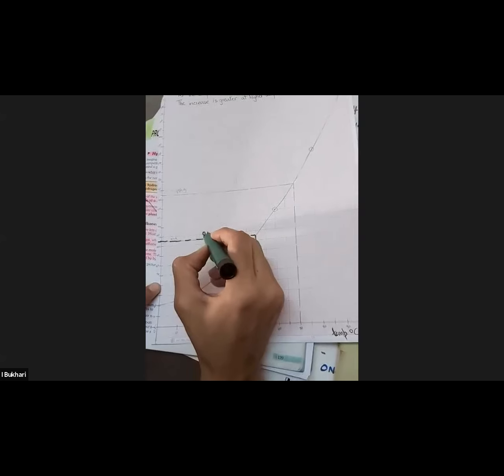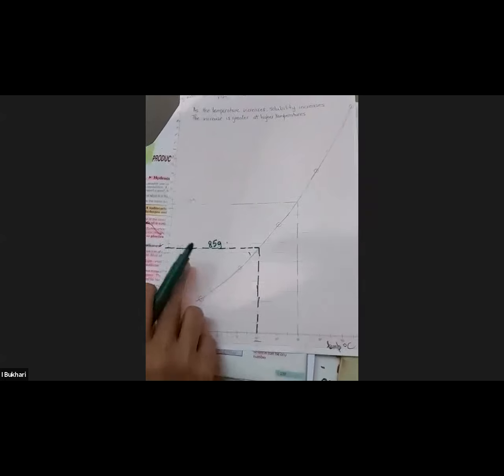This is 50 degrees. If I measure the corresponding value on the y-axis, I am getting 85 grams. So I know that 85 grams of potassium nitrate dissolves in 100 grams of water at 50 degrees Celsius. Now the second part is asking the solubility of potassium nitrate at 70 degrees Celsius.